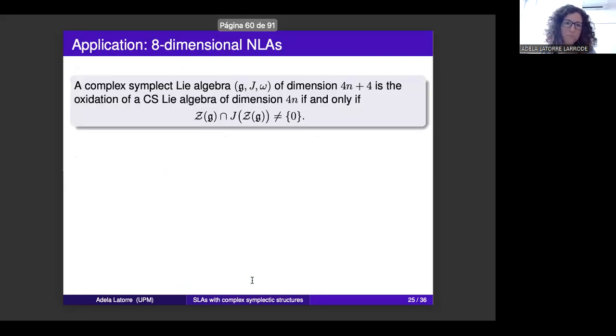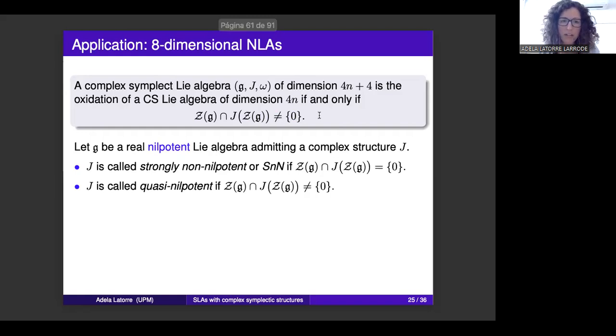Using this procedure, we apply it for nilpotent Lie algebras, in particular to the eight-dimensional case. So to do so, the first thing one needs to keep in mind is that when we apply this procedure of oxidation to find a complex symplectic Lie algebra, the Lie algebra we obtain is of a very specific type. I mean, the triple we obtain has to satisfy this condition here. This condition means that the center of your Lie algebra has a J-invariant subspace inside.